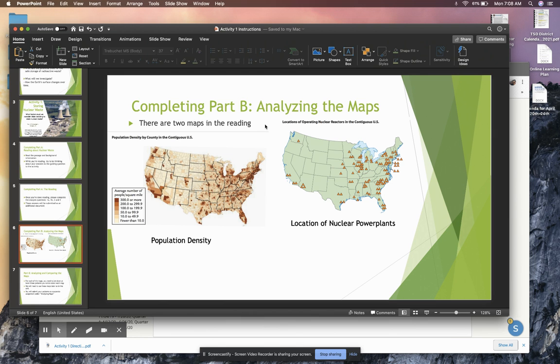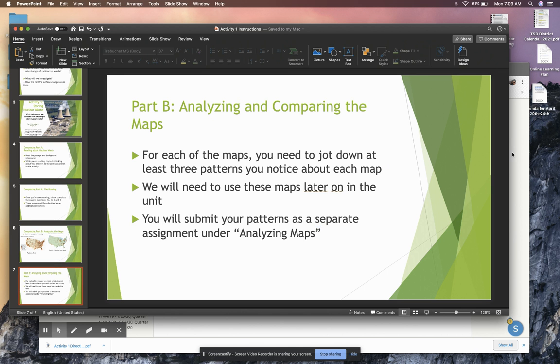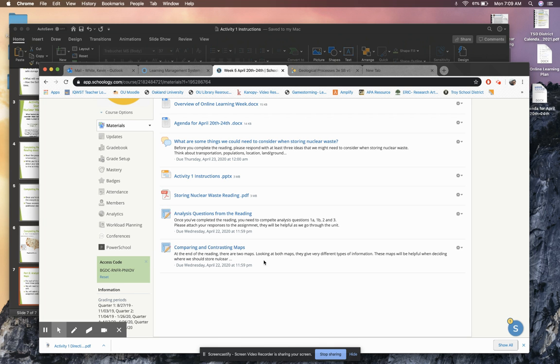So the second part of the activity is going to be you analyzing these maps. So you're going to need to figure out 3 conclusions or 3 patterns you can notice about each one of these maps. And you're going to submit that as a separate assignment for analyzing maps, which is going to be your comparing and contrasting maps, which is down here. So really, the first thing is to respond to this discussion question, then complete the reading. Then I need you to answer these 4 analysis questions about the reading, and then over here comparing and contrasting maps.